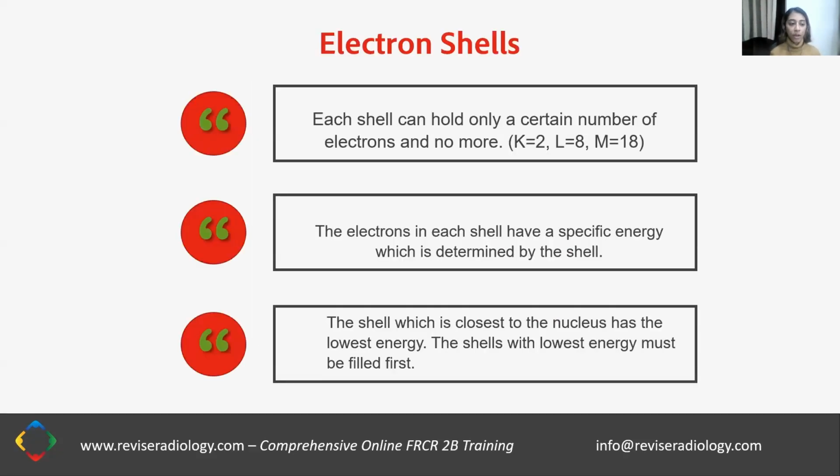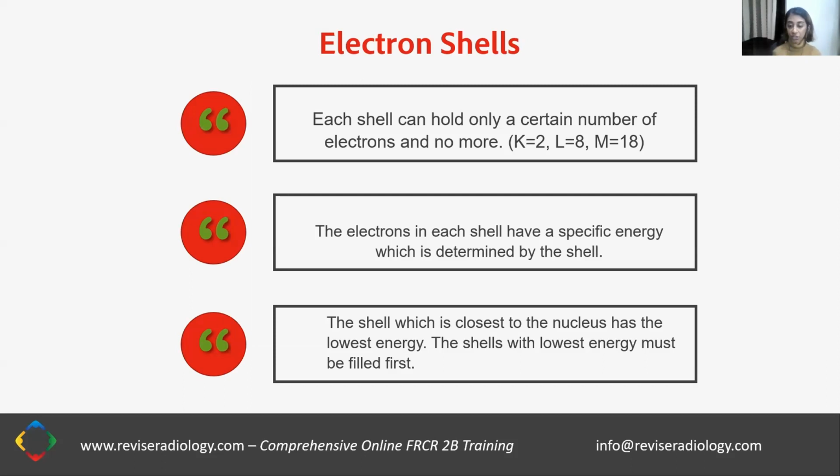So some more facts about the electron shells. Each shell can hold only a certain number of electrons and no more. The K shell can hold 2 electrons, the L shell can hold 8 electrons, the M shell can hold 18 electrons. We use elements which have shells beyond that, but I don't think you need to know how many electrons are present in those shells.